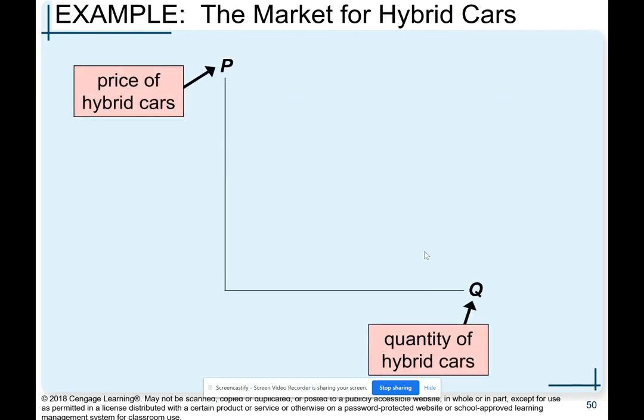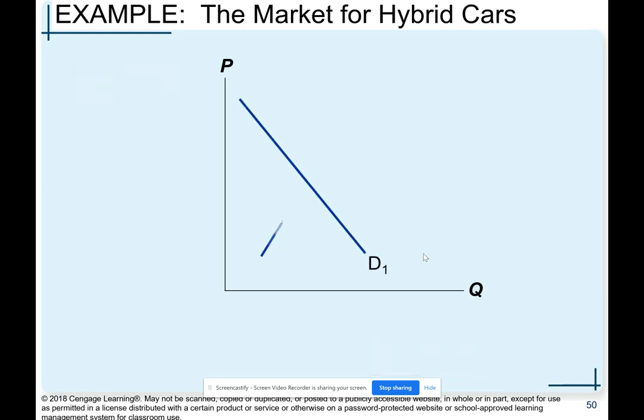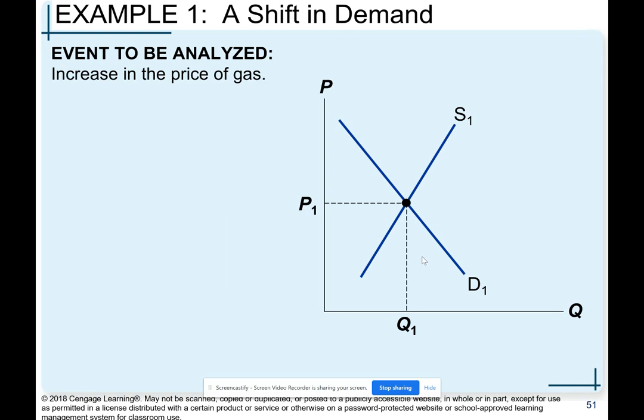Let's use a graph to demonstrate this. Price of hybrid cars and quantity of hybrid cars. What happens? There's the demand, there is a supply, and P1 is the equilibrium price and Q1 is the equilibrium quantity. The event to be analyzed: there is an increase in the price of gasoline. How does that affect this market?